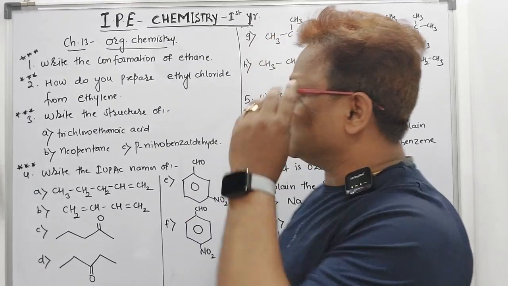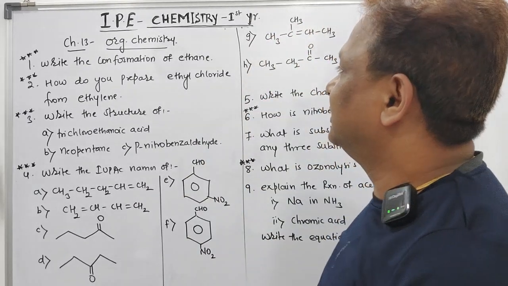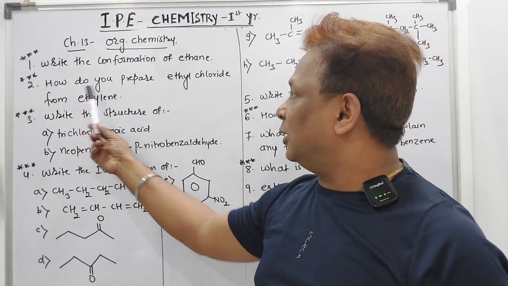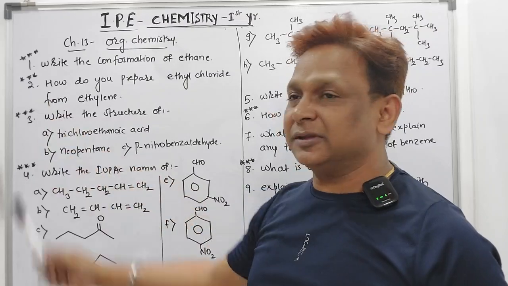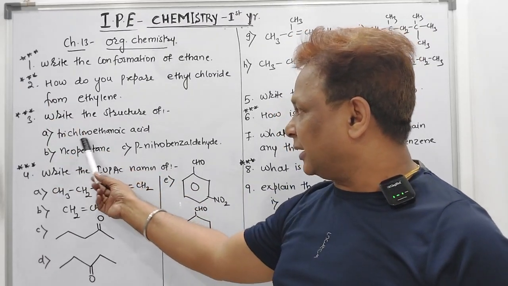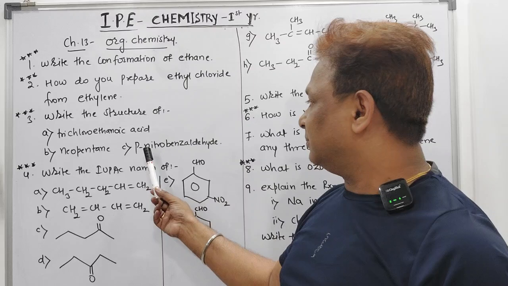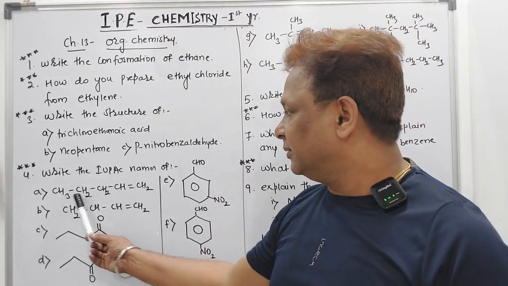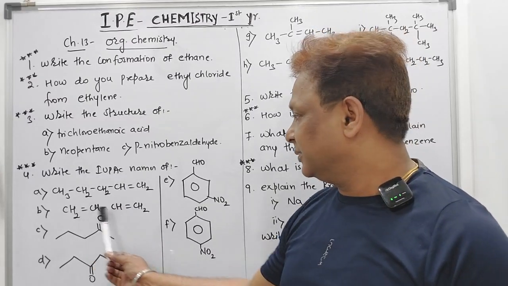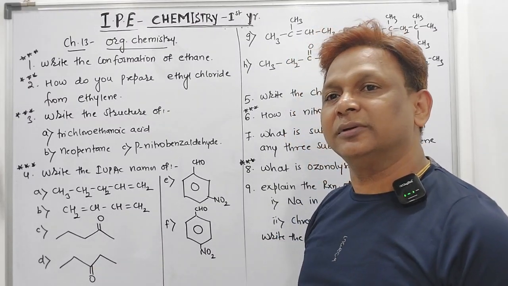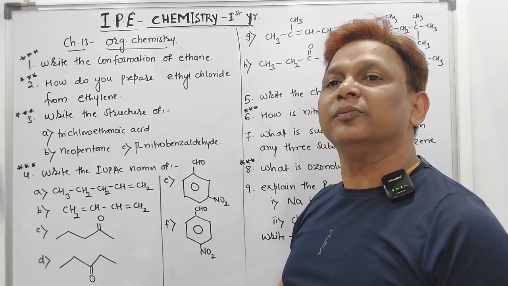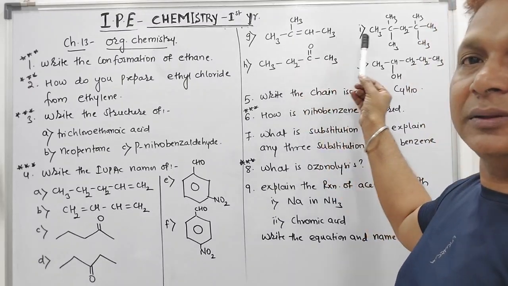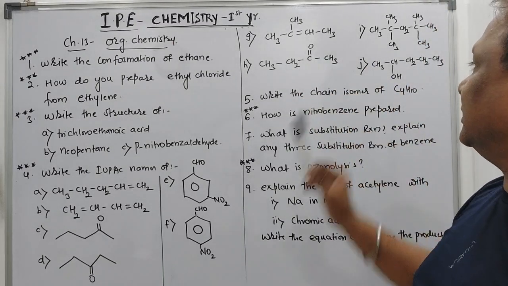Now these are the VSAQs from organic chemistry, chapter 13. Write the conformations of ethane, most important, 3-star. How do you prepare ethyl chloride from ethylene, 3-star. Write the structure of trichloroethanoic acid, neopentane, paranitrobenzaldehyde. Write the IUPAC name of the first compound, second, third, fourth. This is a double bond O. Fifth, sixth, seventh, 8, 9, 10.